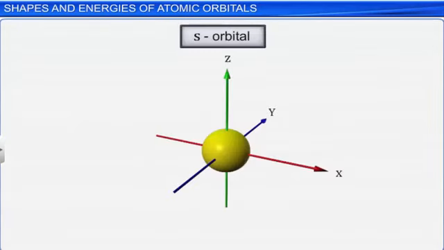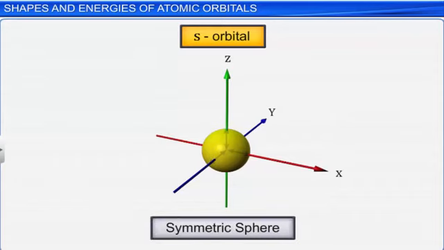The boundary surface diagram for s orbital is always a sphere centered on the nucleus, irrespective of the principal shell to which the orbital belongs. This is because, for a given value of radius, the probability of finding the electron in the s orbital of a principal shell is found to be identical in all directions. Therefore, the shape of s orbital is a symmetric sphere.